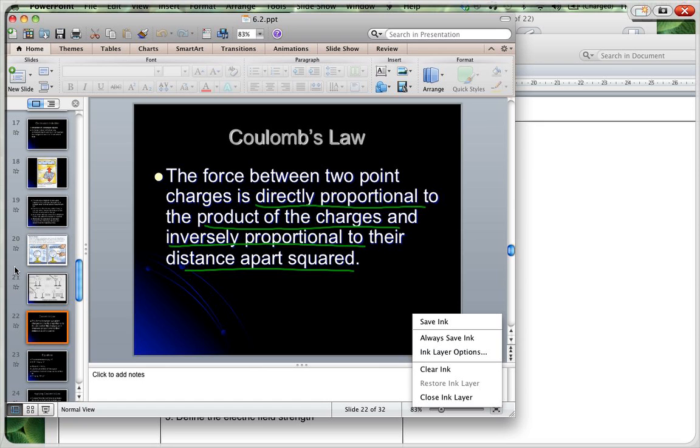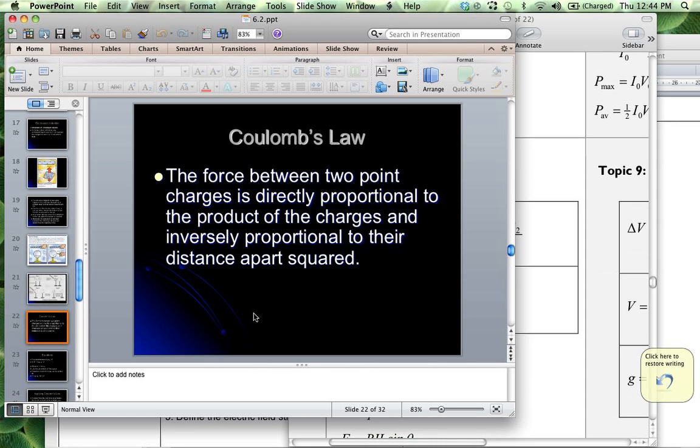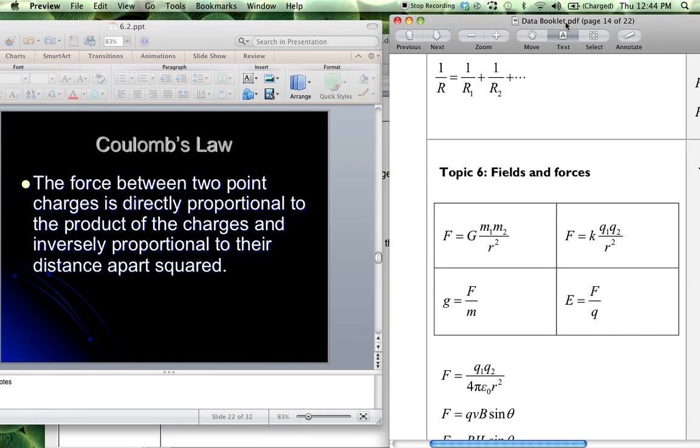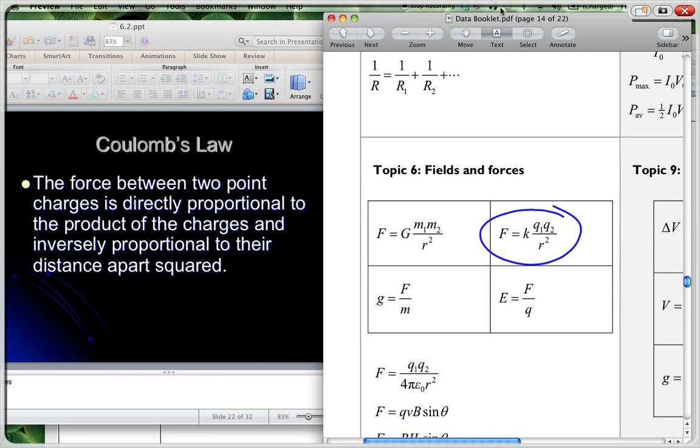If I bring my data booklet back here, it's there in the PowerPoint so that you can get that. When I bring this one over here, there we are, you can see both now. This is Coulomb's law. You see the force between two charged particles is proportional to the product of the two charges, and inversely proportional to the square of the distance between them. So you can see there is a great similarity between these two. Alright, there's this formula over here.